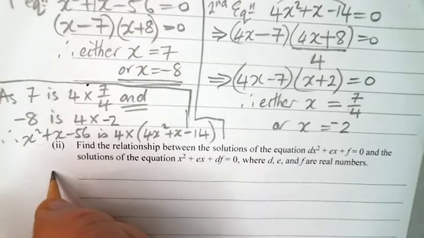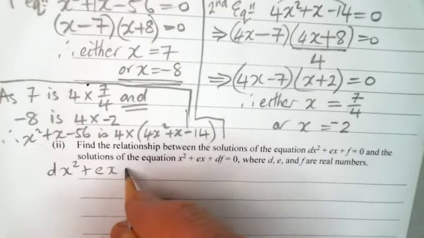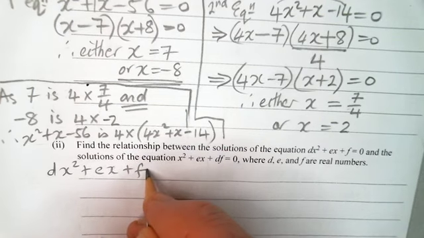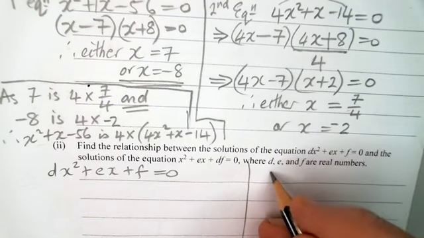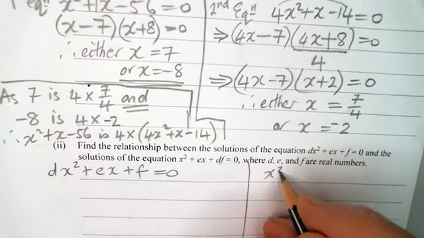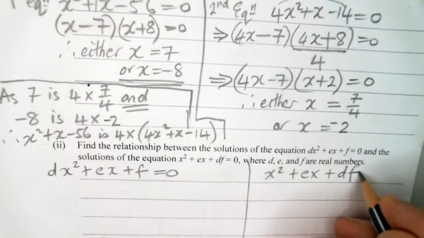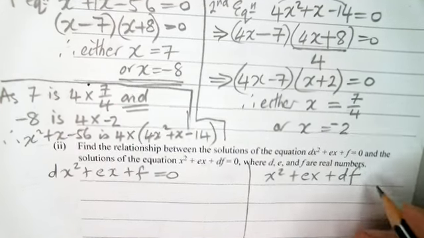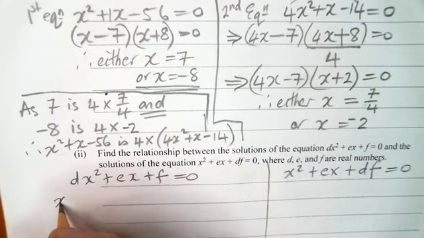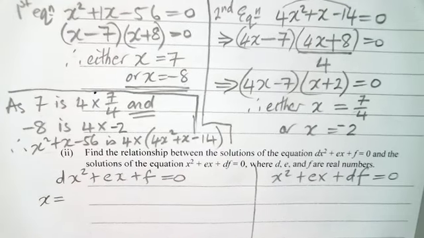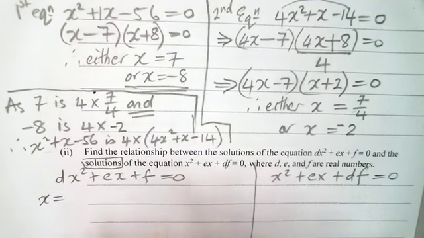So first one is going to be dx squared plus ex plus f, and that's equal to 0. And the second one, I'm going to put a line down the middle here, and write it over here. It's going to be x squared plus ex plus df. All right, and that also equals 0. So let's get the quadratic formula in, which is x is equal to, and I'm going to put x's because we are looking for, after all, the solutions. See how this plays out.